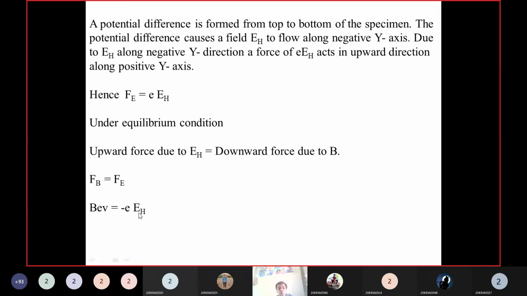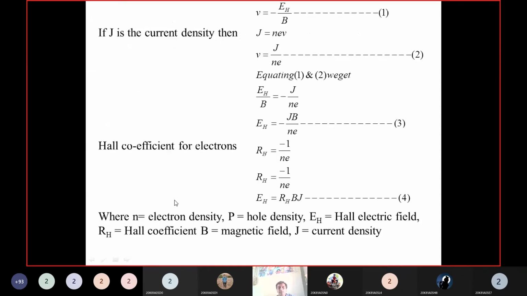Now, from this equation, e gets cancelled, so V is equal to EH by B. V is the velocity of the electron, EH is the electric field developed, that is the Hall electric field, and B is the applied magnetic field. Now V is equal to minus EH by B. Let us take this as equation number 1.